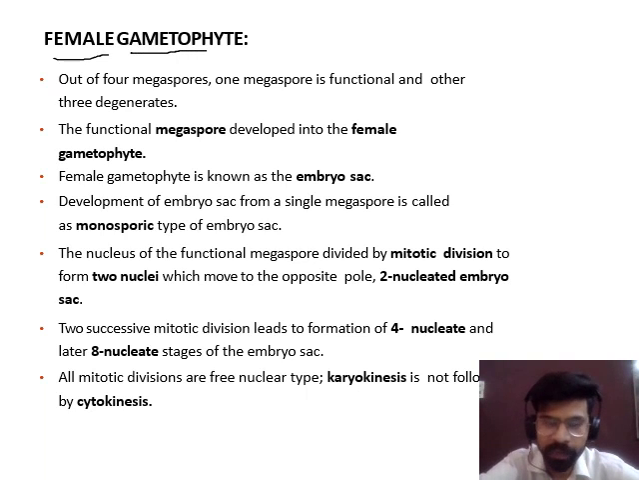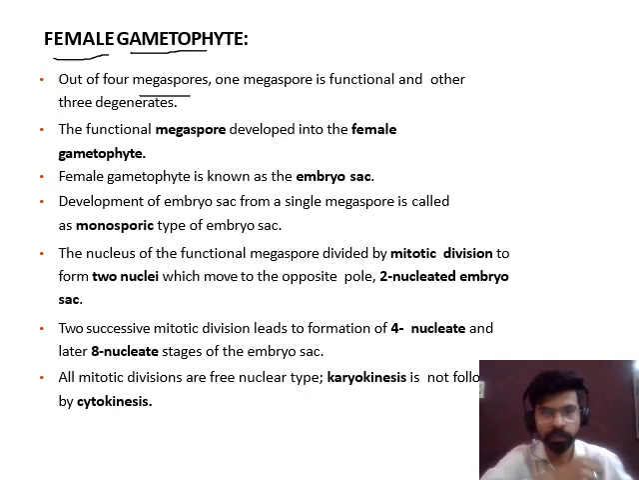What is a gametophyte? A gametophyte is a body which helps in the production of gametes. Means a gametophyte is that structure which helps in the formation of gametes, and the female gametophyte helps in the production of female gametes. There are two types of spores, microspores and megaspores. In the previous lecture, microspores lead to the formation of male gametes, and the megaspore leads to the formation of female gametes.